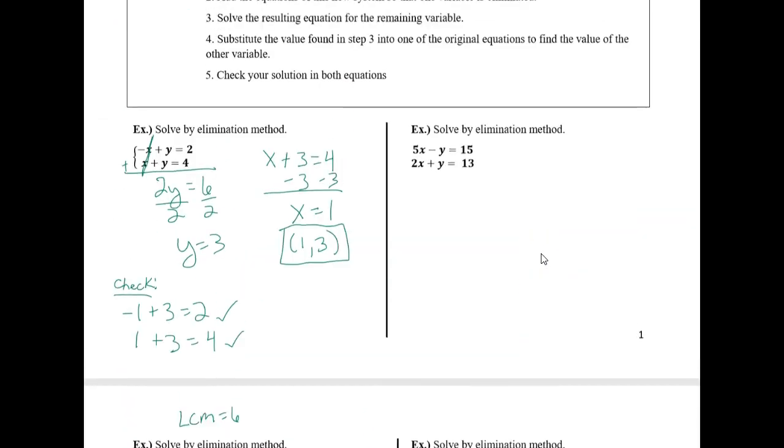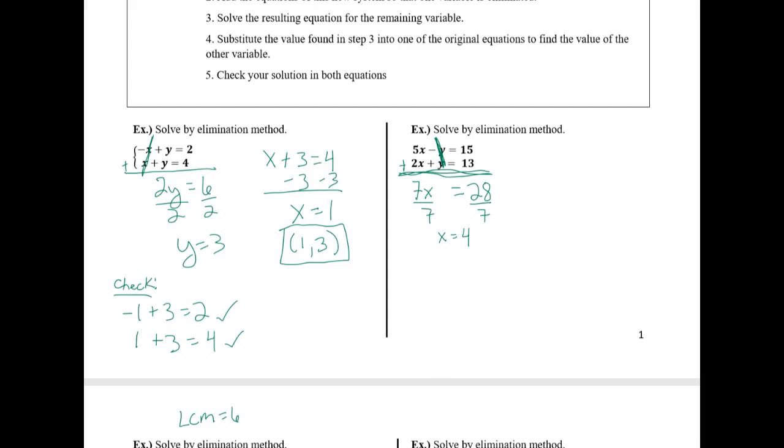Now let's look at the two on the right. The first one, I see I already have a minus y and a plus y. So this is already set up for elimination. I don't have to multiply by anything. I can just add these two equations. 5x plus 2x would be 7x. Negative y plus y is 0 equals 15 plus 13 is 28. I'm going to get x alone. I divide both sides by 7, so x equals 4.